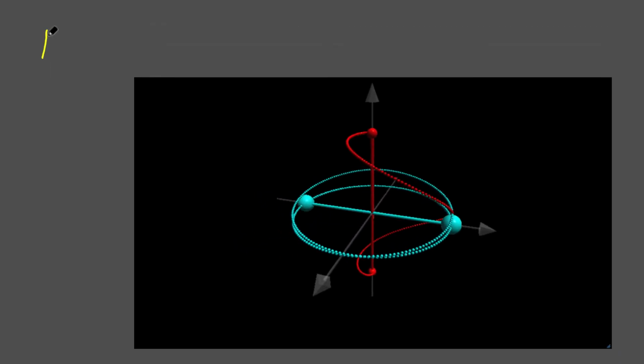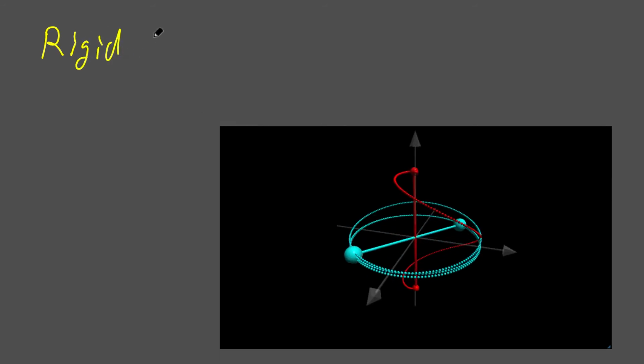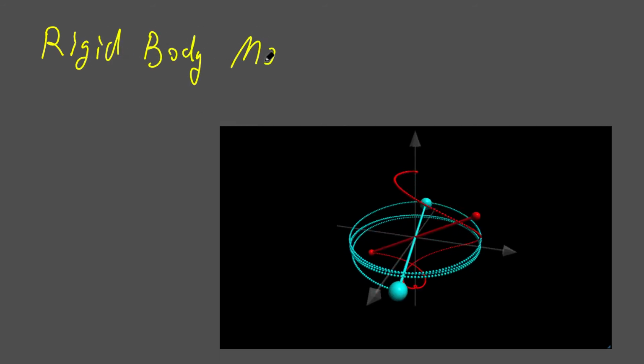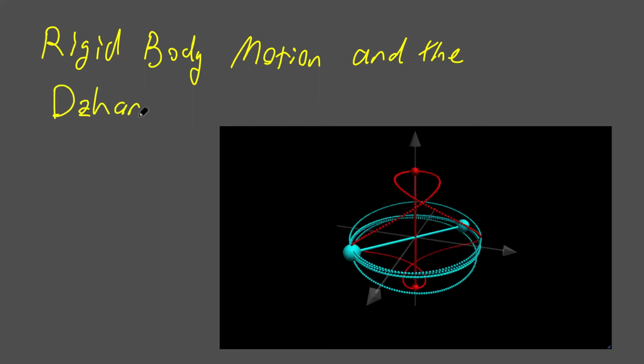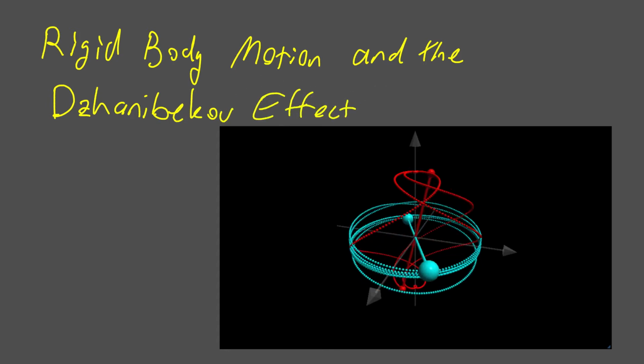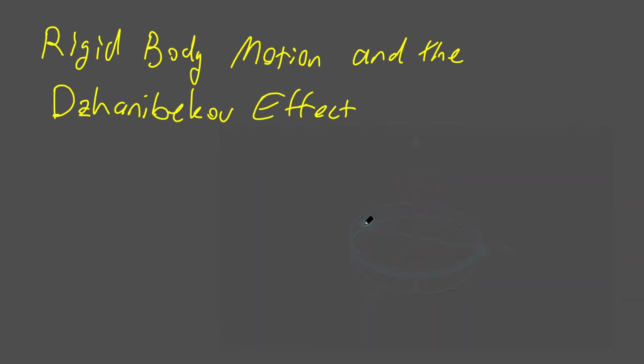In a previous video that I called Rigid Body Motion and the Dzhanibekov Effect, I gave an intuitive explanation of the Dzhanibekov Effect using the example of a rigid body that consists of two large masses and two small masses connected by struts at right angles like this and in a plane.